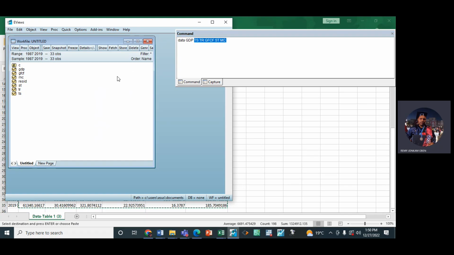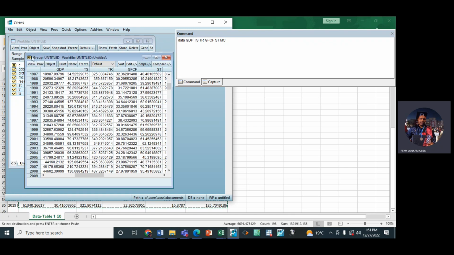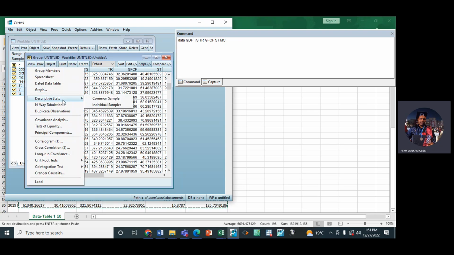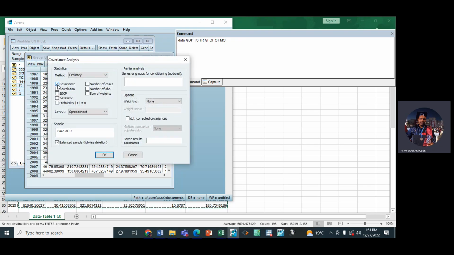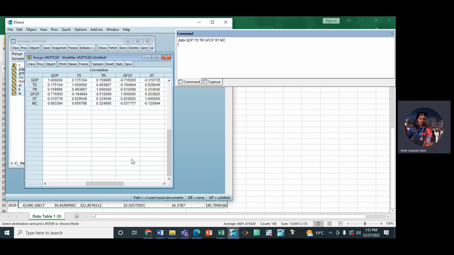Be careful. So I will show you two things. First, what we did before the midterm, I showed you how to check correlation matrices. I will take all the variables, including GDP, because I want to highlight that GDP is not our concern. So these are our variables: GDP, TS, TRO, gross fixed capital formation, ST, MC. I'll press enter, come here to view covariance analysis, change this covariance to correlation, and I get my correlation matrix. You know this, right?